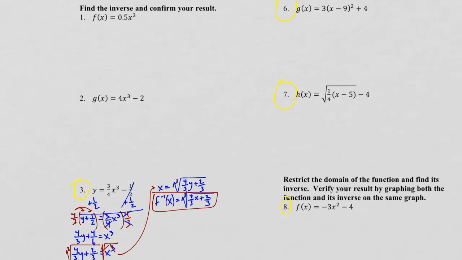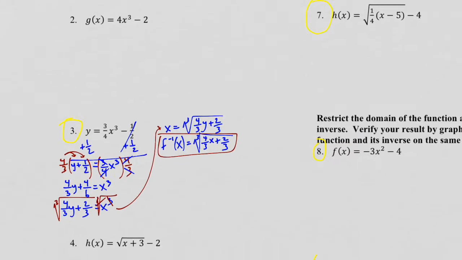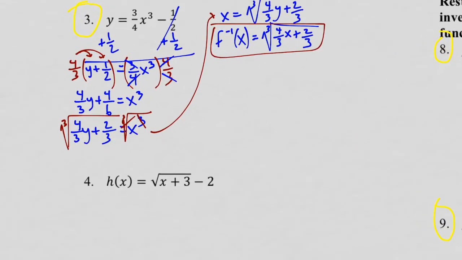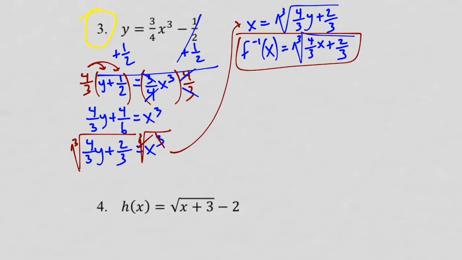Now I believe it says confirm your result. Yes, it does right there. That means check using composition. So we're going to do a composition to check that our answer is correct. So I'm going to go ahead and plug in this into this. Okay, the inverse into the original. So it's going to look like this. Y equals 3 over 4 x cubed minus 1/2.